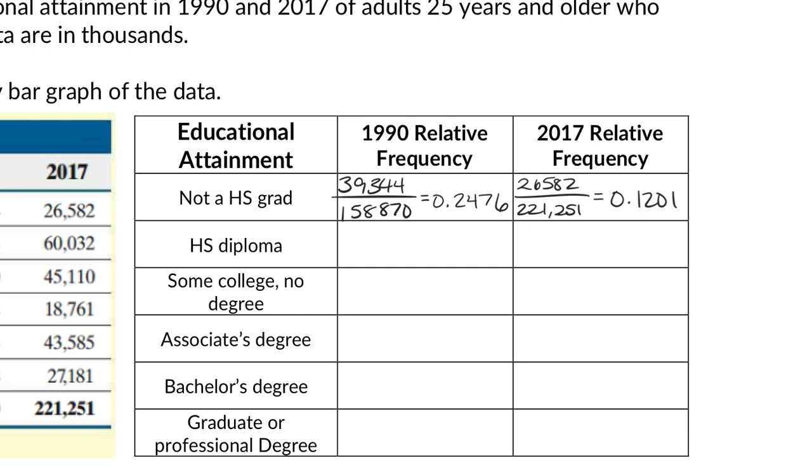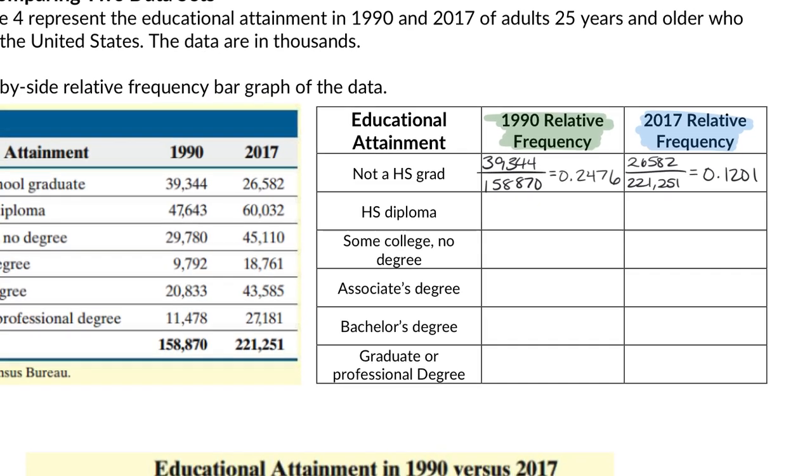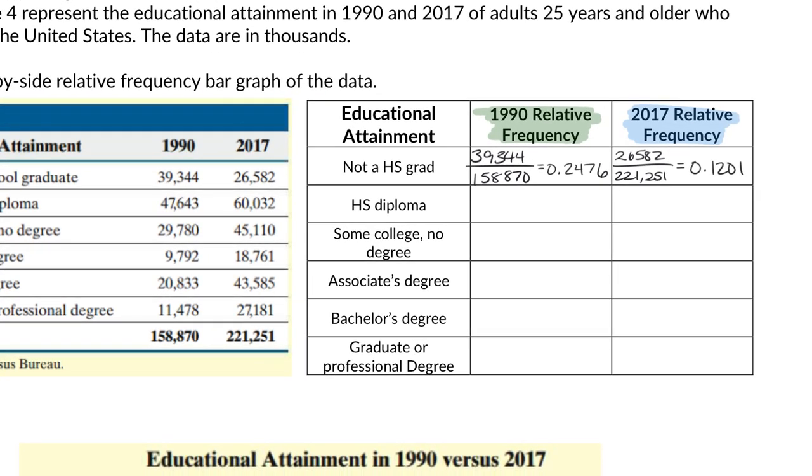So what I want us to do is finish filling out this table for the relative frequencies of people in 1990 and the relative frequencies of people surveyed in 2017. I'll give you some time to do all the calculations, but you don't need to show me the calculations anymore as long as you know where it's coming from. I want you to just write down those frequencies for me.